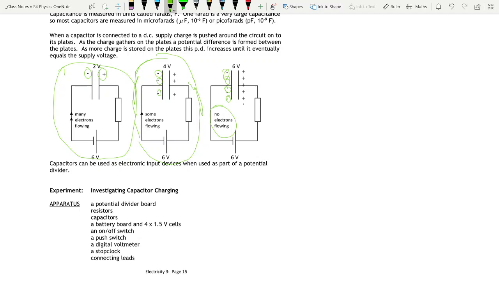Okay, so as more charge is stored on the plates, less charge is flowing around the circuit. And eventually, the voltage across the capacitor equals the supply voltage, and there'd be no electrons flowing around. So that capacitor starts off with 0 volts across it, and as the charge builds up, it gets more and more voltage across it until eventually it equals the supply voltage.